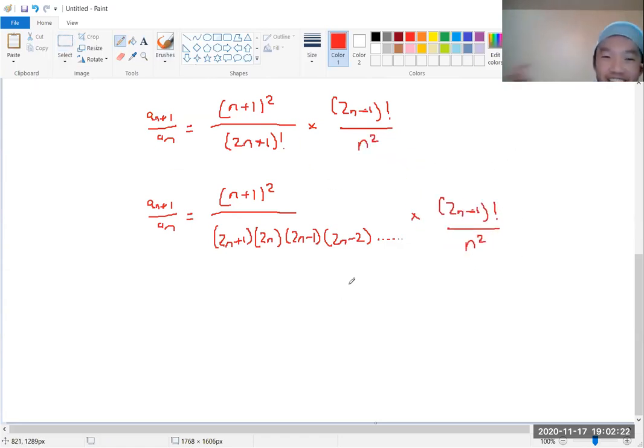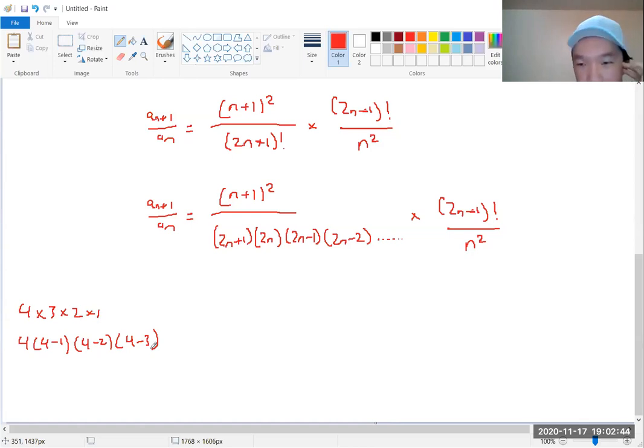Yeah, factorials. Factorial means like 4 times 3 times 2 times 1, which basically means 4 times 4 minus 1 times 4 minus 2 times 4 minus 3. So if I give you n factorial, this means n times n minus 1 times n minus 2. So if I give you 2n plus 1 factorial, it's this thing.